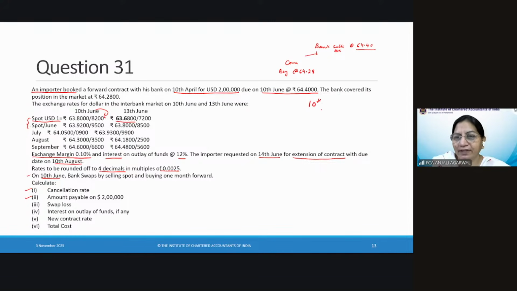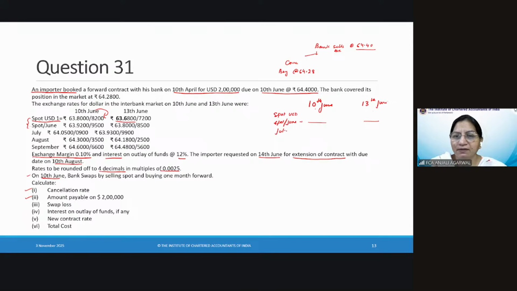Let's say we have 10th June and we have 13th June. So spot USD is given. That means exact rates on 10th June and on 13th June. Then spot June is also given. This means June forward. So like another 10-15 days in the month of June are remaining. So if any time in June you want to exercise, this is the price.